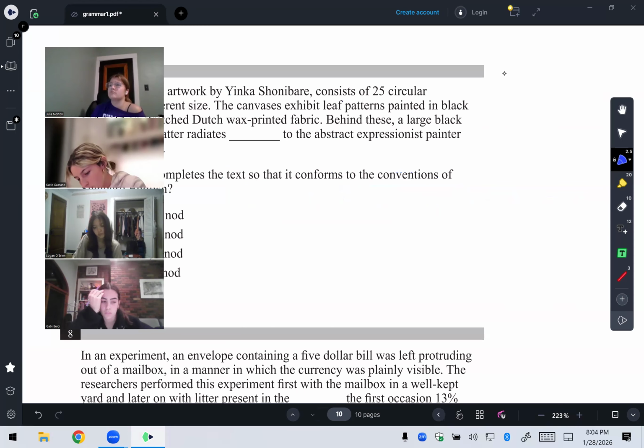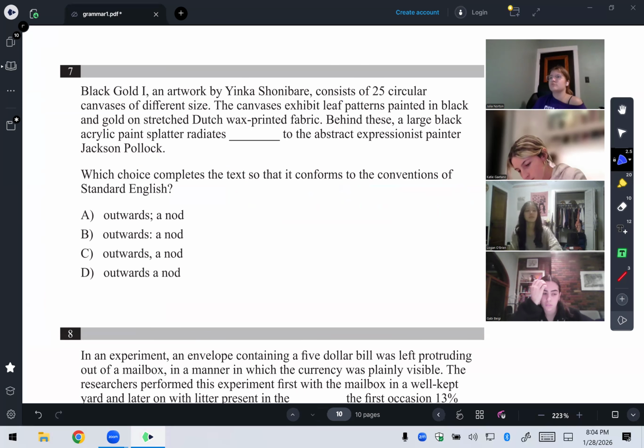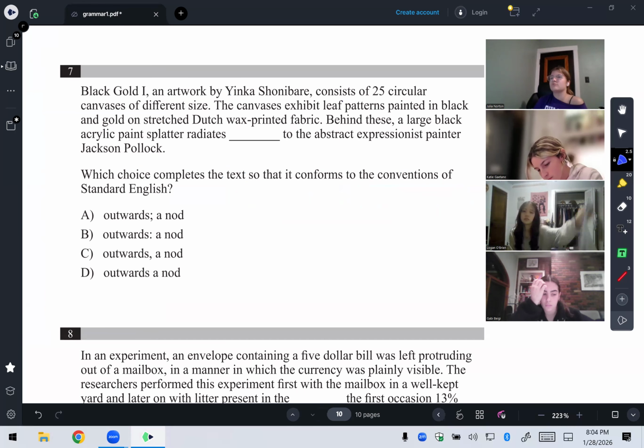All right, so here we have one about an artist. It's just another punctuation question. I see colons, semicolon, comma, nothing. Let's see what fits. Black Gold 1, an artwork by Yinka Shonabare, consists of 25 circular canvases of different size. The canvases exhibit leaf patterns painted in black and gold on stretched Dutch wax printed fabric. Behind these, a large black acrylic paint splatter radiates outwards, a nod to the abstract expressionist painter Jackson Pollock.